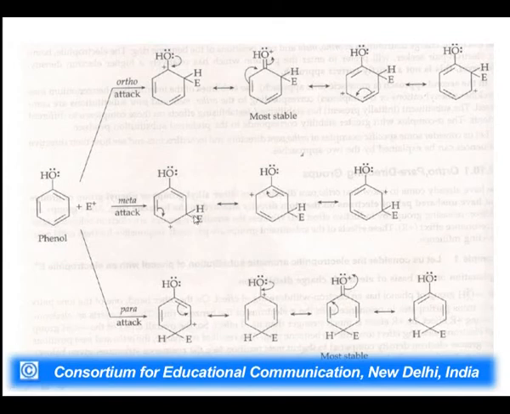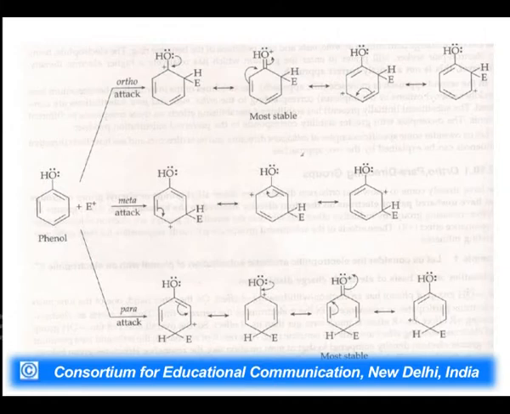So, hence the incoming group, the electrophile, will attack the phenolic nucleus at ortho and para positions when the OH group is present on the benzene ring. So, the OH group is highly activating. Not only that, it is also ortho and para directing because it stabilizes the intermediate carbocation formed because of resonance.